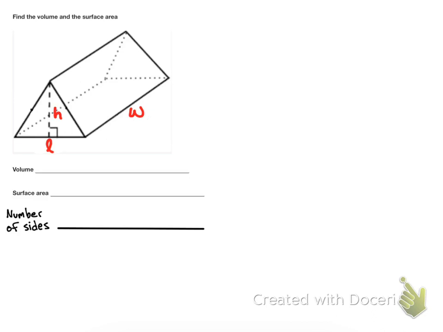What about this one? Marcus, how many sides does this shape have? 5. Yes, it has 5 sides. We see side number 1. We see side number 2. We see side number 3. We see side number 4. We see side number 5. Exactly. So it has 5 sides.